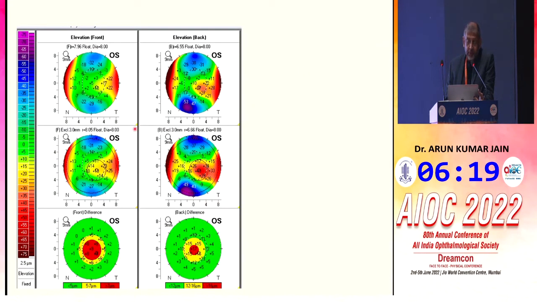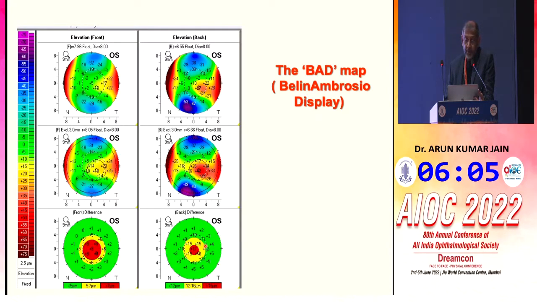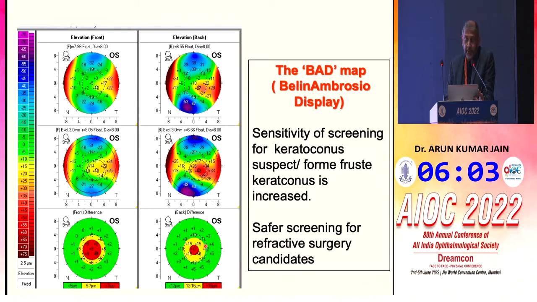If you see here, these values are the anterior and posterior surface elevation, and this is on the Belin-Ambrosio map. So it enhances the elevation on both the anterior and posterior surface. This is called the Belin-Ambrosio display map, and it is a very sensitive screening tool for keratoconus suspect or forme fruste keratoconus, and also for patients who come for refractive surgery.